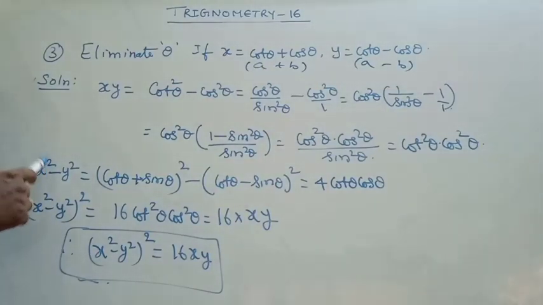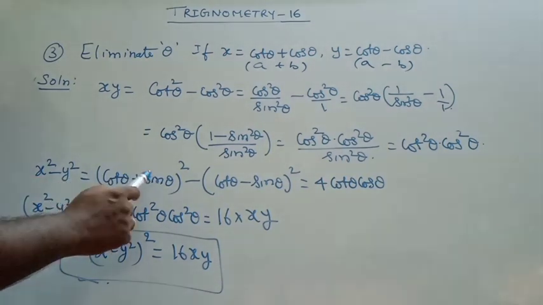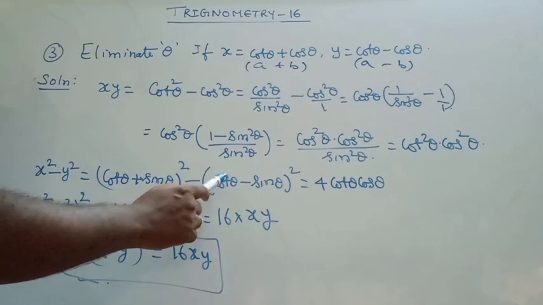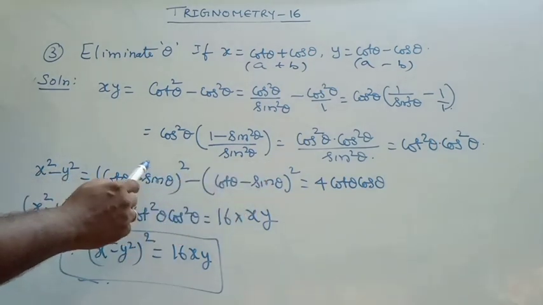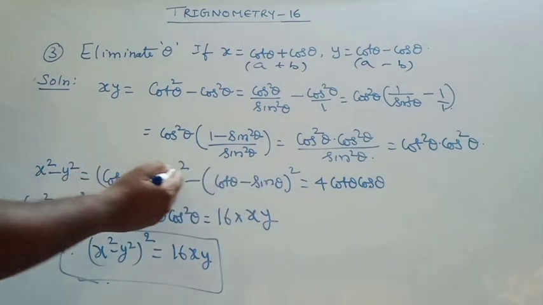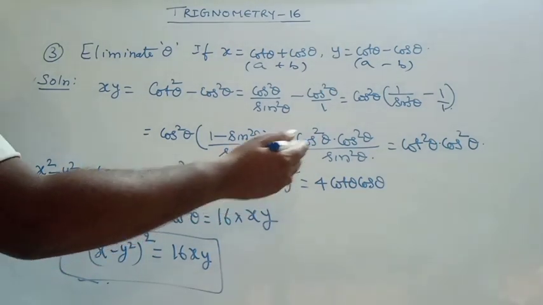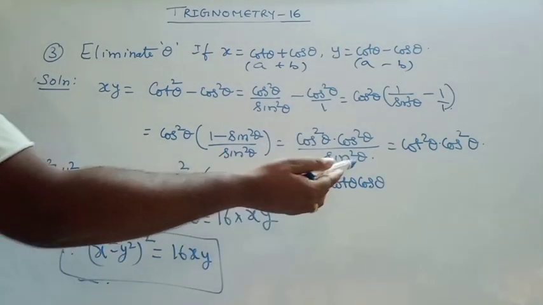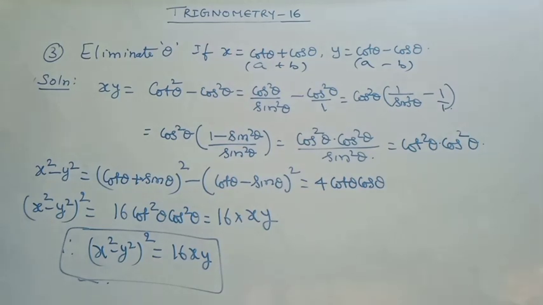Now they have given cot theta plus cos theta and cot theta minus cos theta. You do x square minus y square here. If you do x square minus y square, you will get cot theta plus cos theta whole square minus cot theta minus cos theta whole square. This is something like a plus b whole square minus a minus b whole square. That formula is 4ab. That is now 4 into cot theta into cos theta.